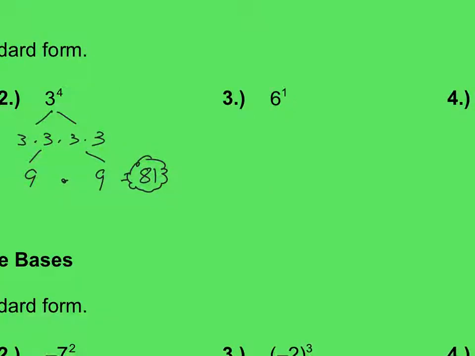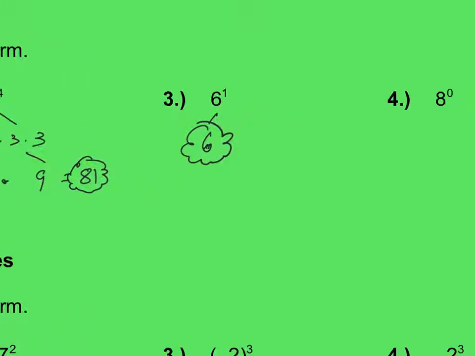6 to the 1st power written in standard form is just 6. There's just one 6. Kind of a tricky one, really easy, almost so easy it's tricky. 6 to the 1st power is just 6.